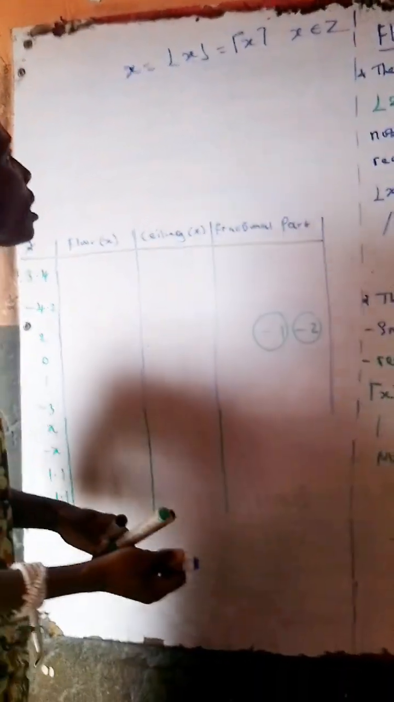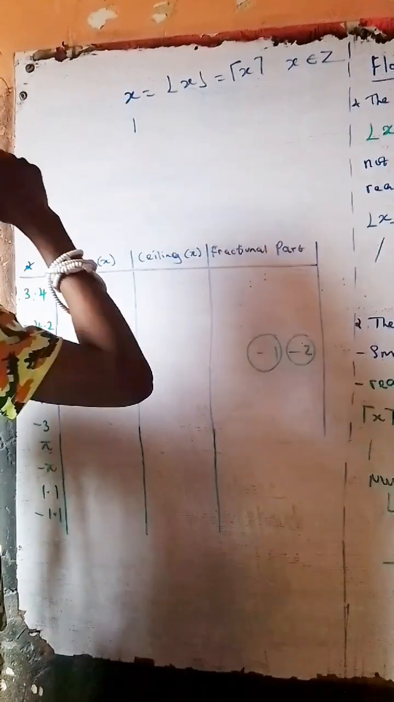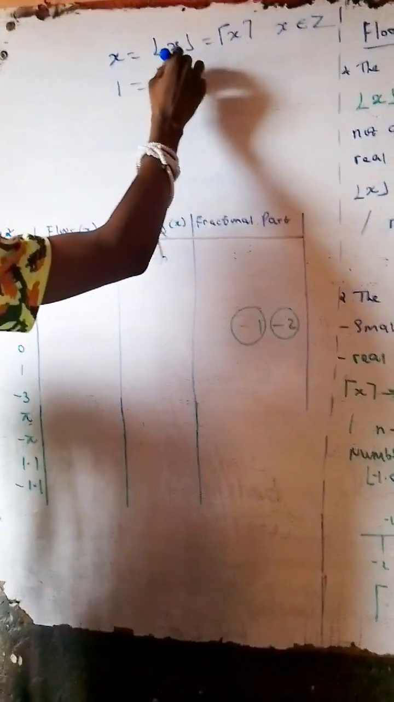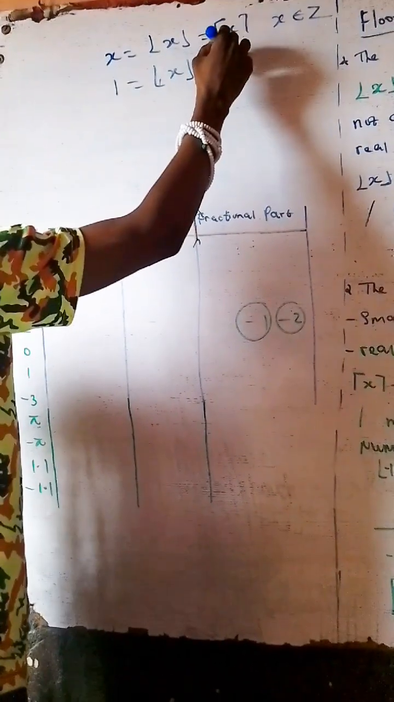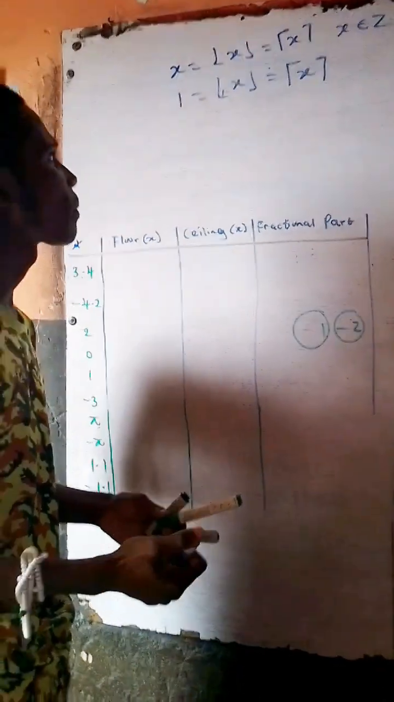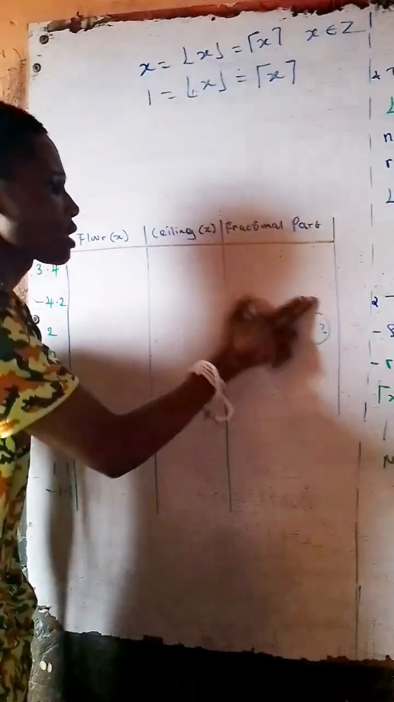Are you with me? So therefore, if I'm to compute the floor function of 1 here as a normal value, it will be equal to the same thing as the floor function of x and also equal to the ceiling function of x. That is what it's trying to explain to us there. And don't worry, when I fill this table up, you will understand better.